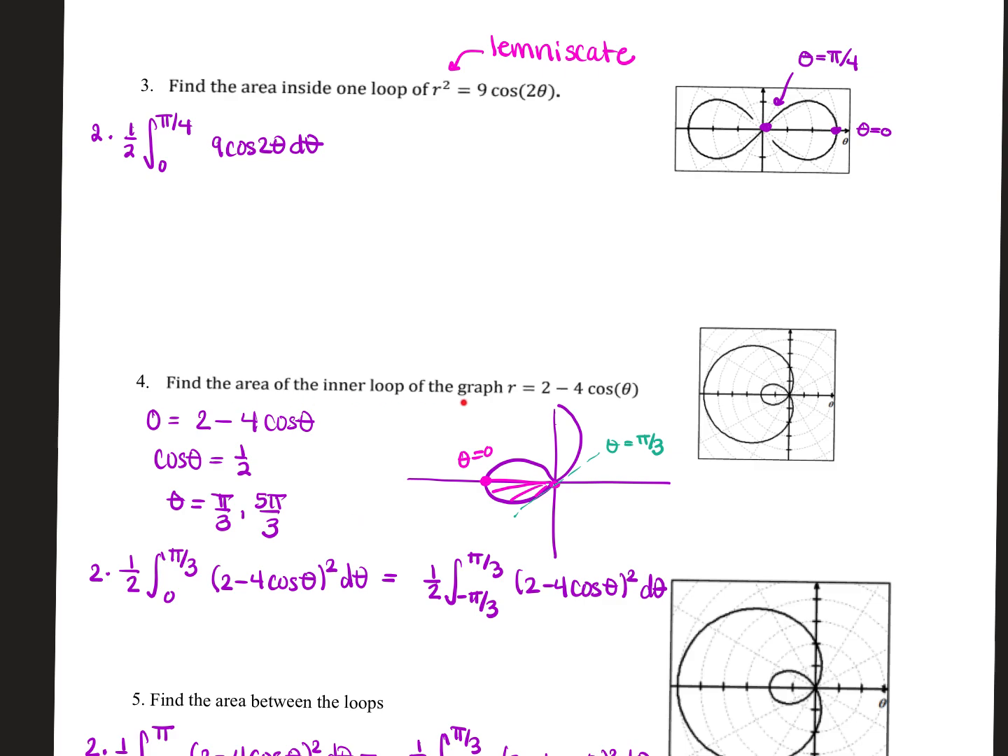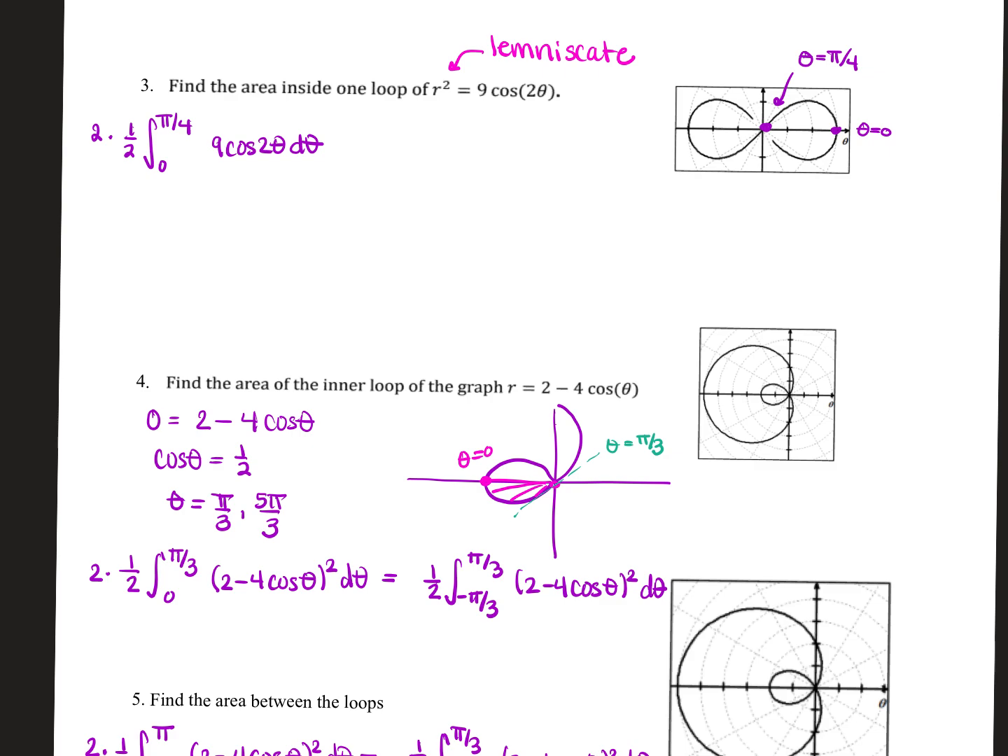Area inside the inner loop of that. So remember how this was mapped out. If I plug in theta equals 0, I'm going to start here at -2. So here's where we are at 0. We exit at pi over 3. We go all the way around. We enter it at 5 pi over 3 and finish it off at 2 pi.